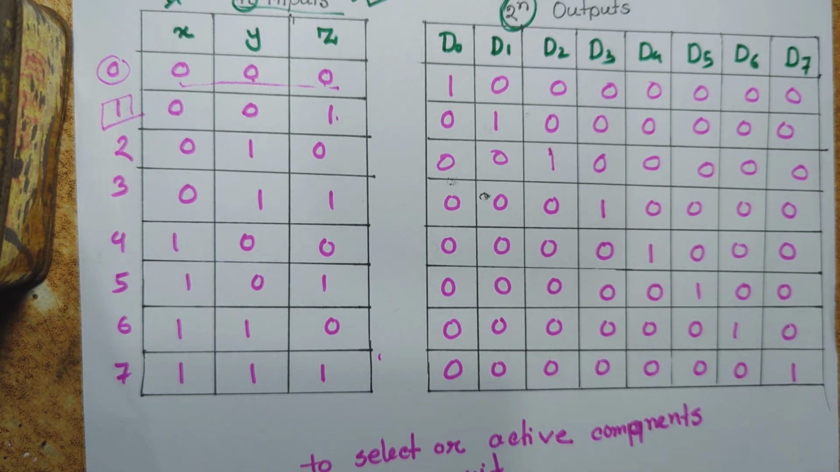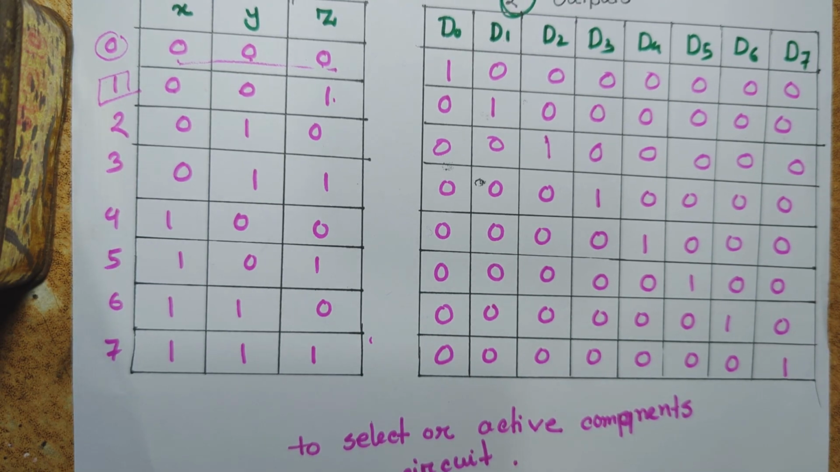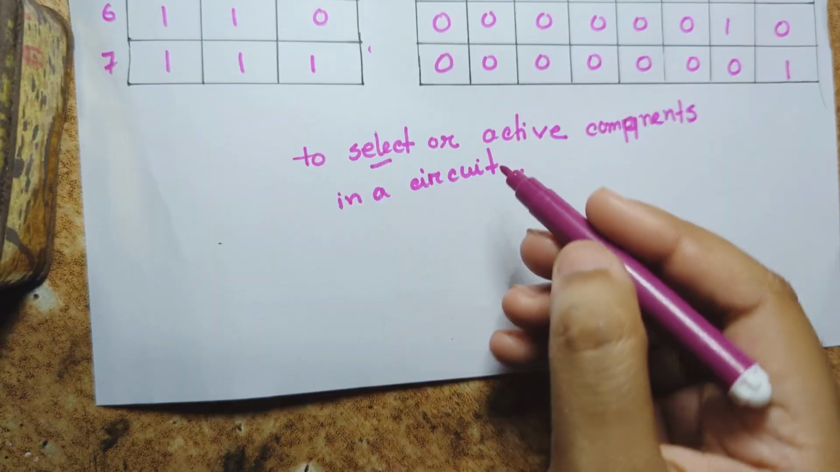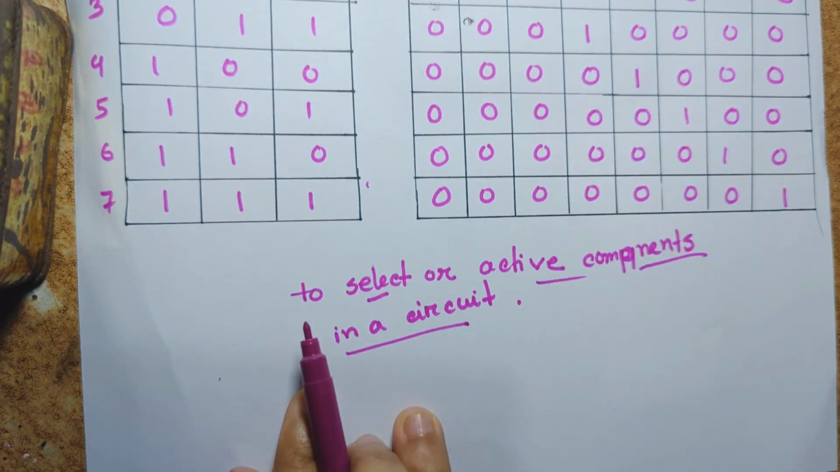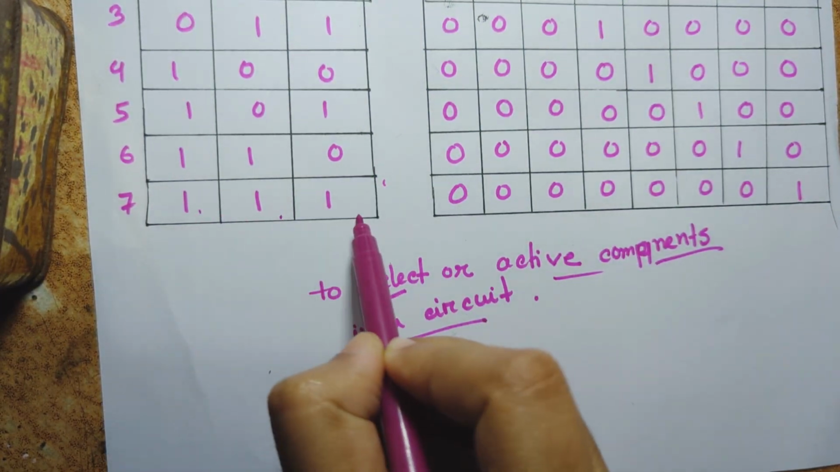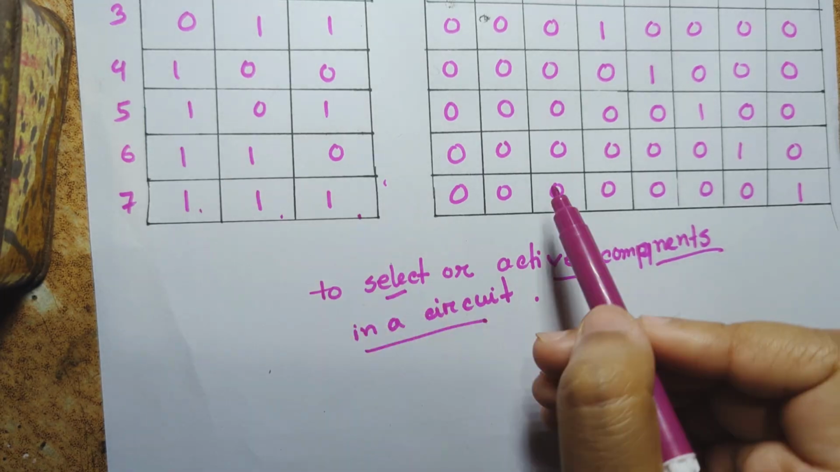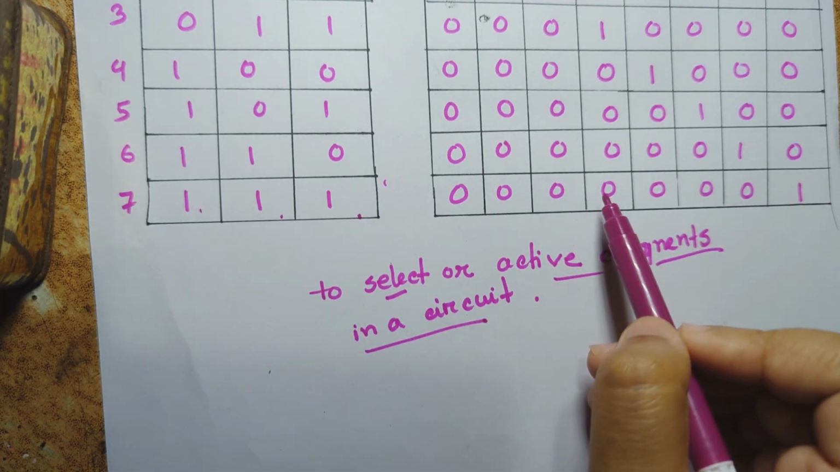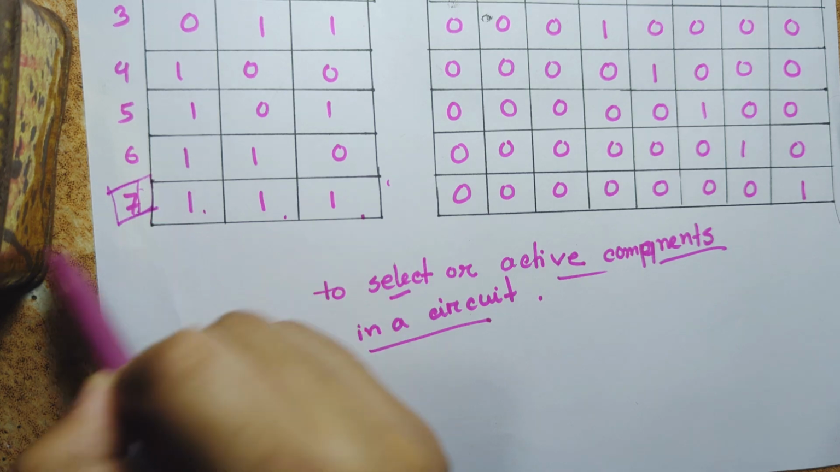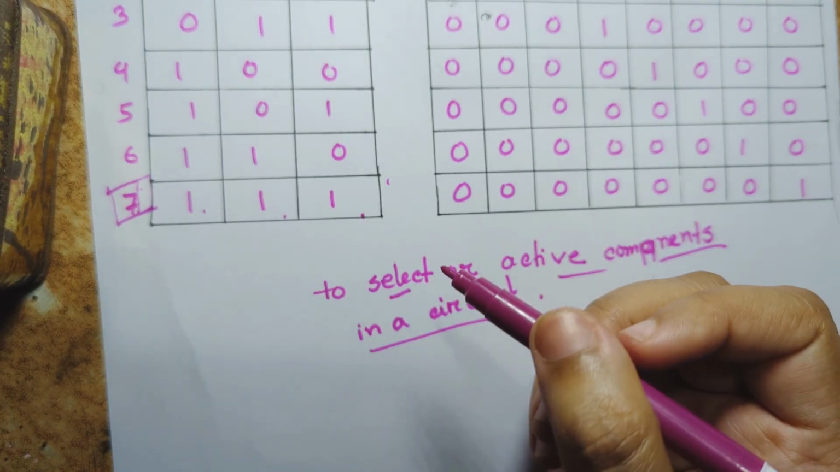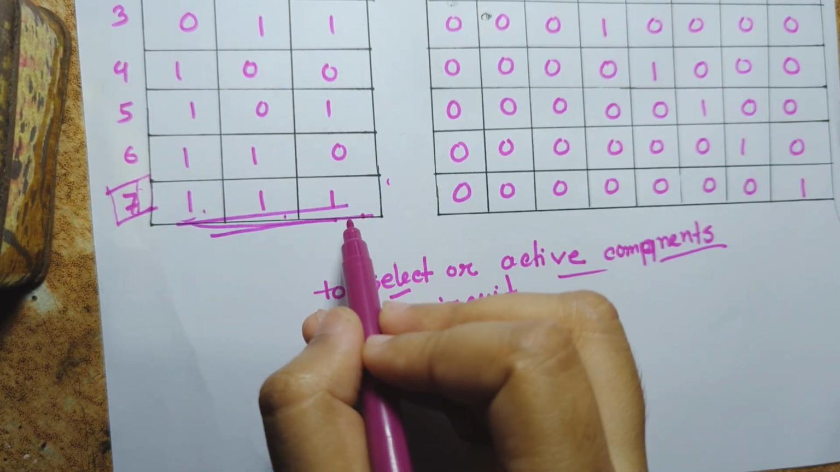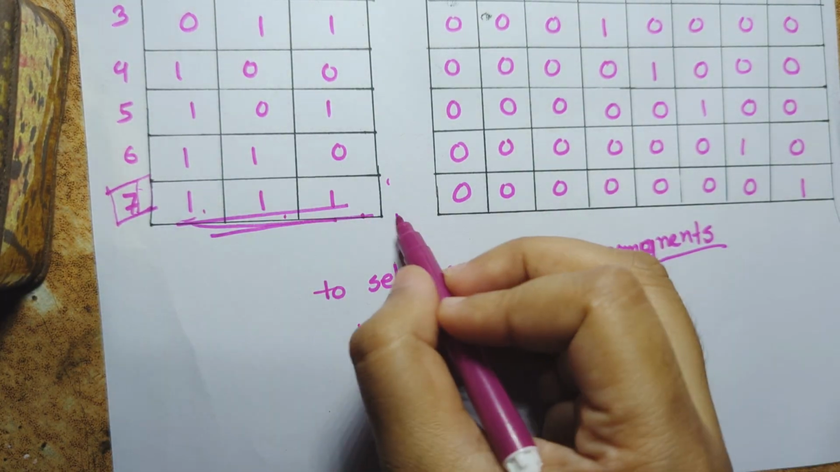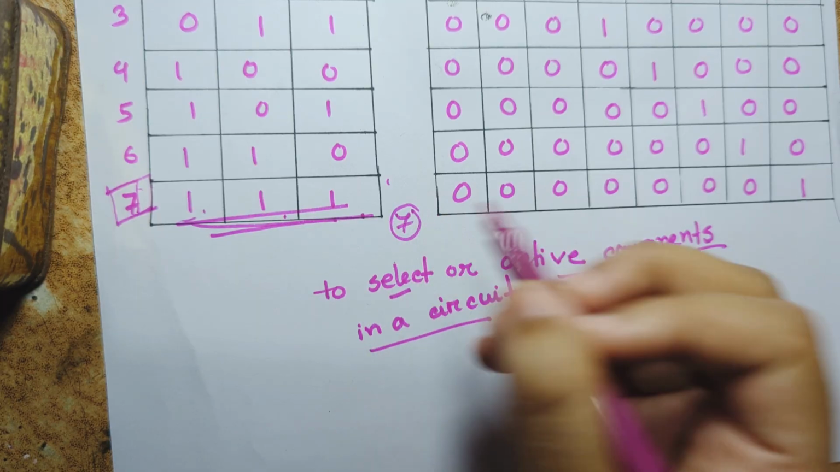As we are learning about the decoder, we should know the purpose of this decoder. This decoder is mainly used to select or activate the components in a circuit. We have already seen the table of the decoder. Suppose we give 1 1 1 as input lines, then D7 will be activated and the others will be off. It represents the decimal number 7. So if we want to see the number 7 on our calculator, we give 111 as binary information and the calculator will show us the number 7, which we see for our calculation purposes.